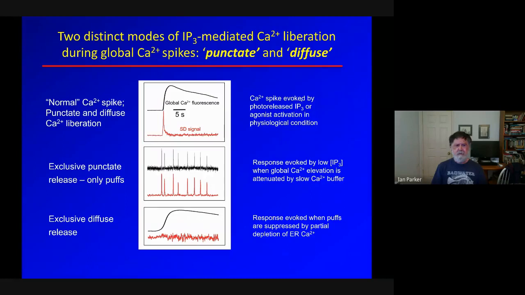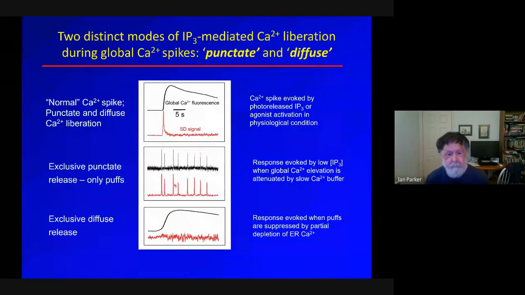Okay, so to summarize, the take-home message from my talk: we believe there are two distinct modes of IP3-mediated calcium liberation during global spikes, punctate and diffuse. Under normal conditions, both mechanisms are going on. We have a flurry of puff activity during the rising phase, but then it's sustained by a diffuse mechanism. And we can separate these two components.